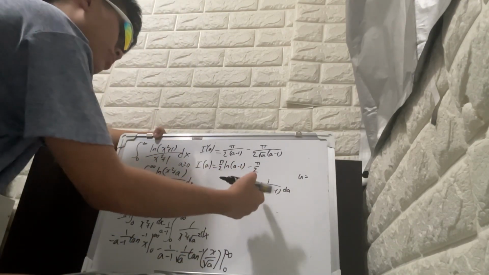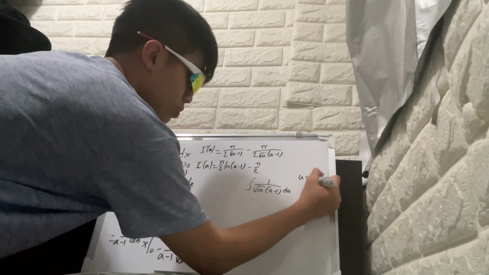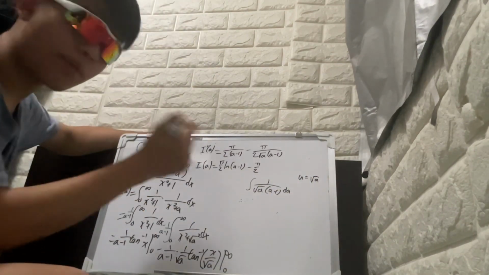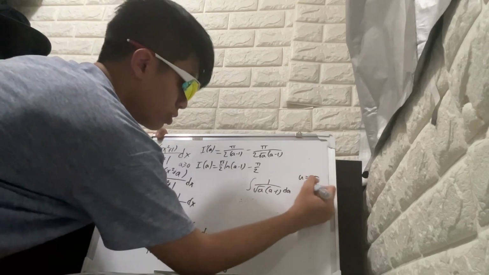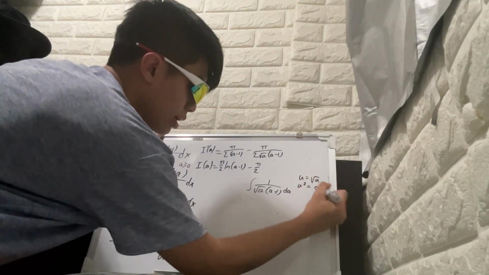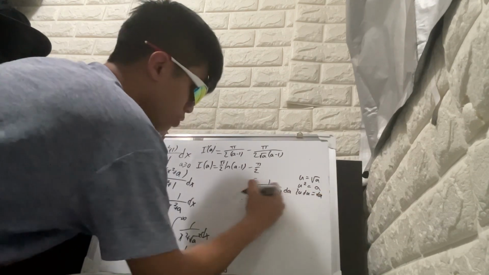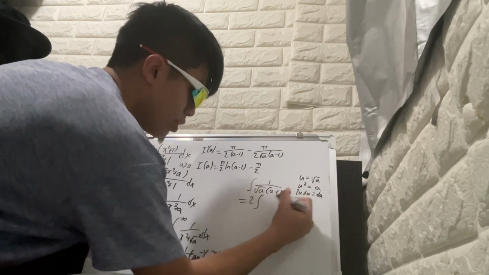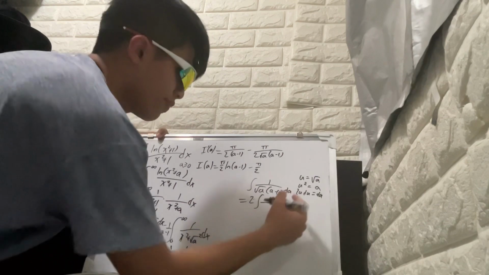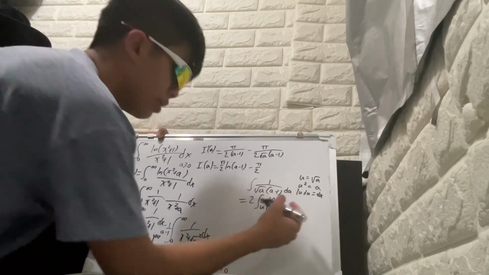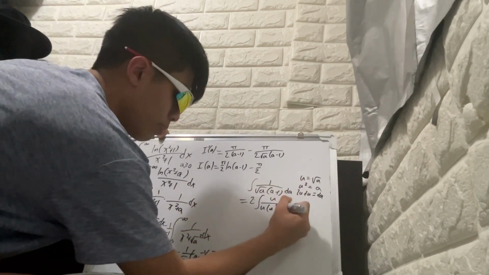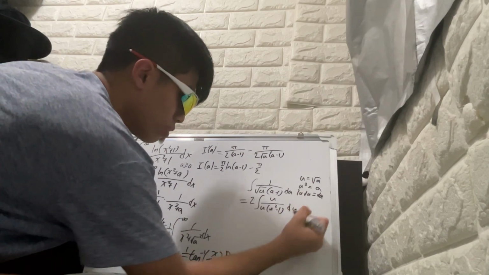The square root of a is more complicated than this, so let u equal the square root of a, and then I'm going to get the original. So u squared is equal to a. Differentiate both sides, and you get 2u du is equal to dA. So you can get 2 times u over the square root of a is u times, and then our a is just u squared minus 1 du, like that.